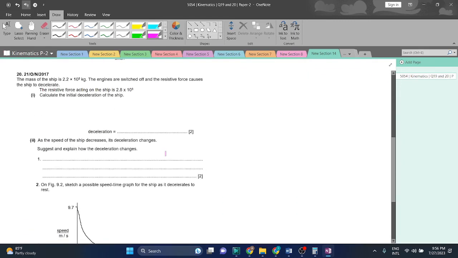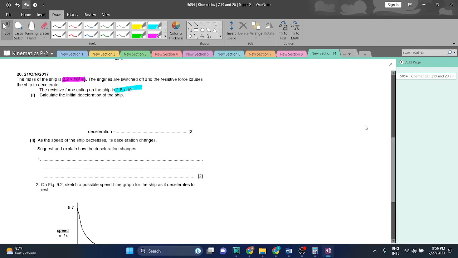The mass of the ship is 2.2 into 10 raised to the power 8. The engines are switched off and the resistive force causes the ship to decelerate. The mass is 2.2 into 10 raised to the power of 8. The ship का जो resistive force है, it is 2.8 into 10 raised to the power 8. Calculate the initial deceleration of the ship.